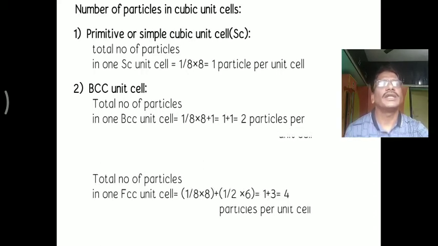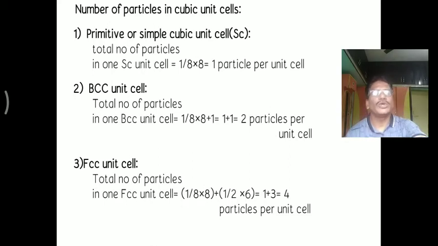And the last one, that is the FCC unit cell. In the FCC unit cell, if you consider the cube, there are 8 corners, so 8 particles present at the 8 corners. It has 6 faces, and at the center of each face there is 1 particle, so that is 6 particles, so in total there are 14 particles. But if we have to calculate the total number of particles in one FCC unit cell, it is given by the formula 1/8 into 8 plus 1/2 into 6, that is equal to 1 plus 3, that is equal to 4 particles per unit cell. That means in the FCC unit cell there are 4 particles per unit cell.